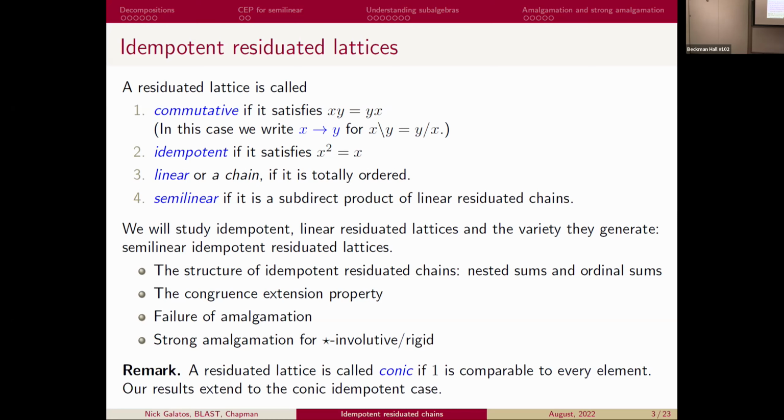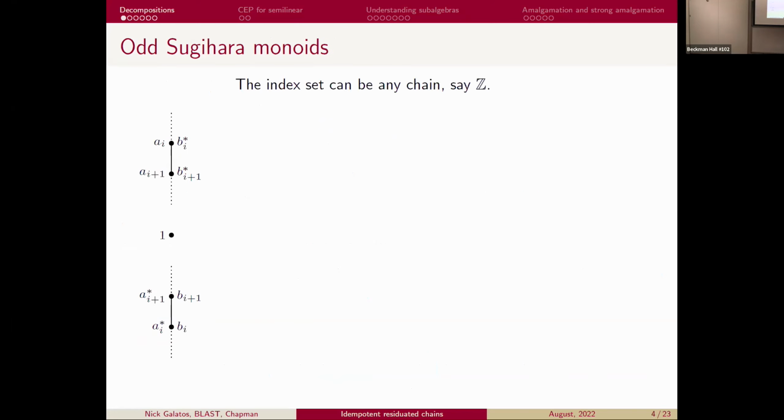Now, all of these results I will talk about today work in a slightly more general setting. In a chain, any two elements are comparable with each other. If you only ask that the identity element is comparable with everything, so everything is either above or below the identity element, you have a conical shape, and I'm going to call this conic. All of the things I'm going to talk about work for the conic ones and the variety they generate. But for simplicity, I'm just going to restrict to the totally ordered case here.